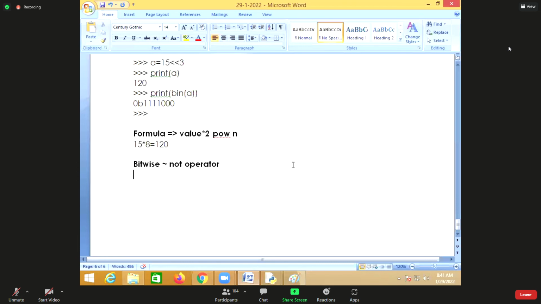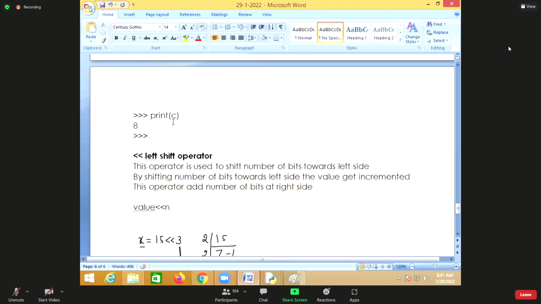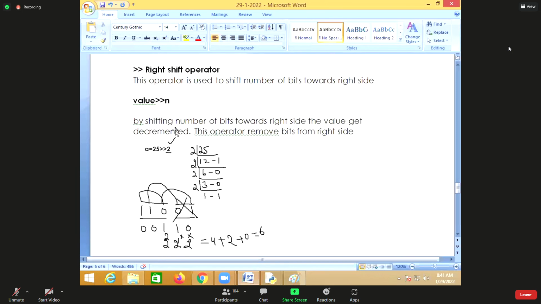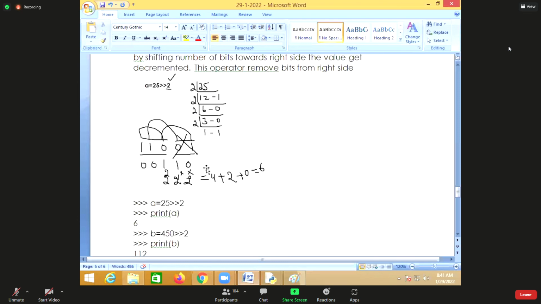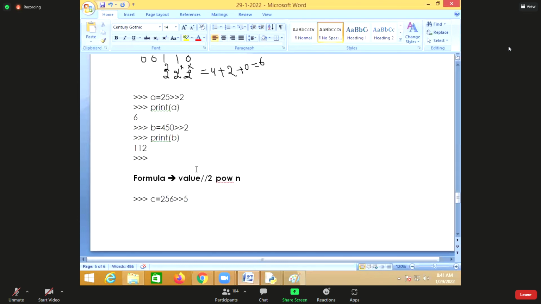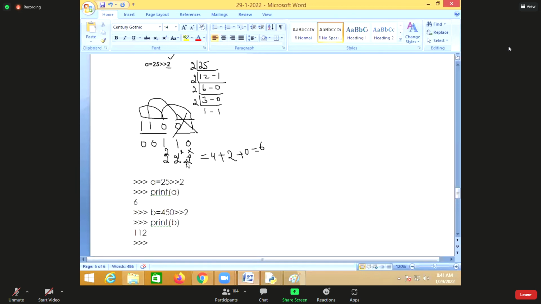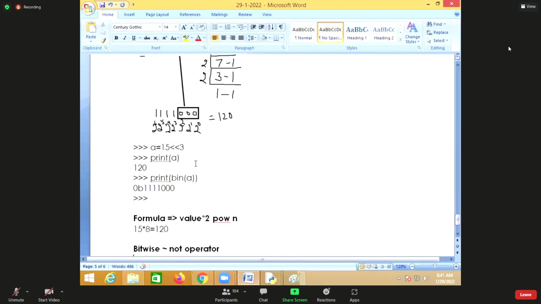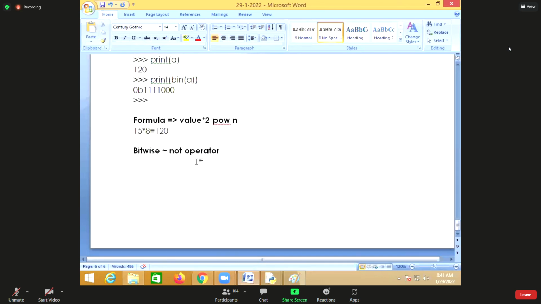Okay, I said no, in memory management, this is helpful in what? In memory management, you want to remove the bits for reducing the size. You want to add the bits for increasing what? Size. So that can be done by using left shift and what? Right shift operators. And there is also the bitwise NOT operator.